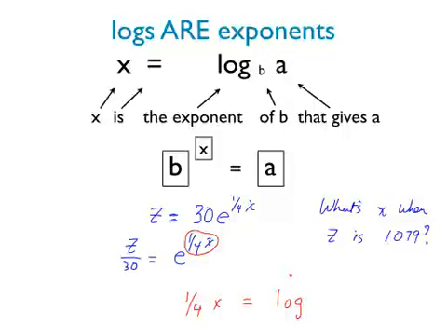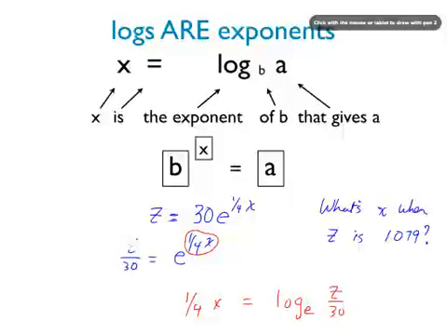Yeah, ln. So ln, or log base e, is the exponent of e that gives z over 30. And some of you said that's ln, right? Exactly. Oh, but we know what z is. I didn't put it in, sorry. So all along here we knew what z was, 1079.